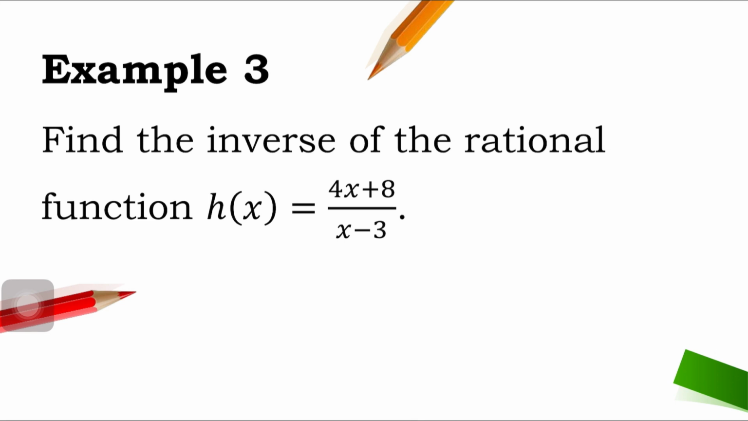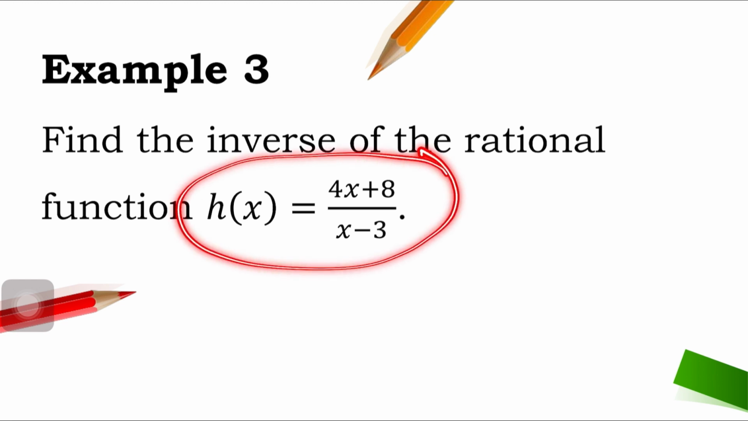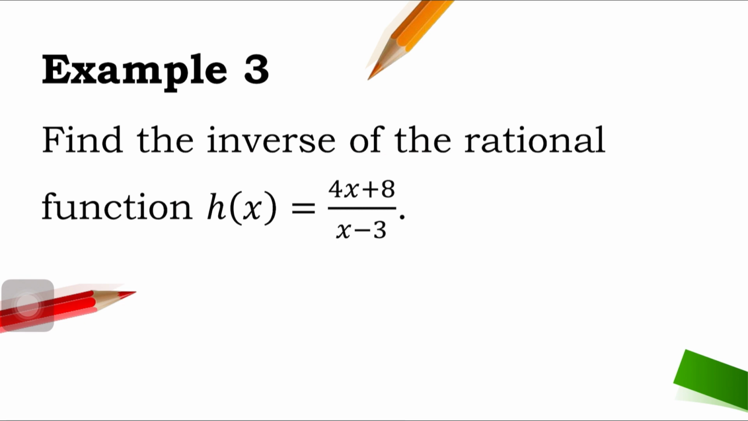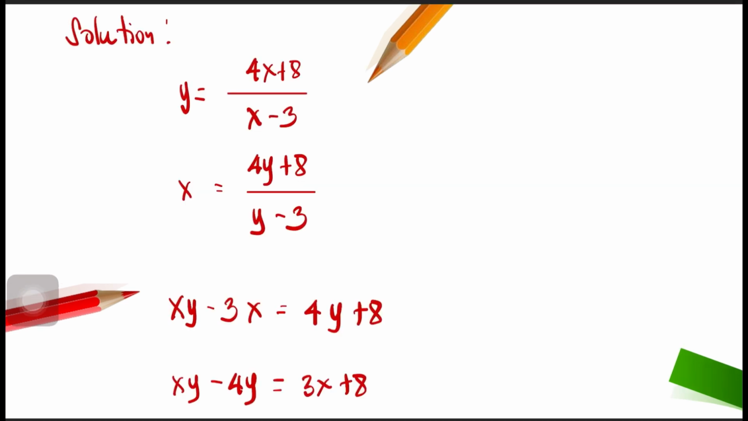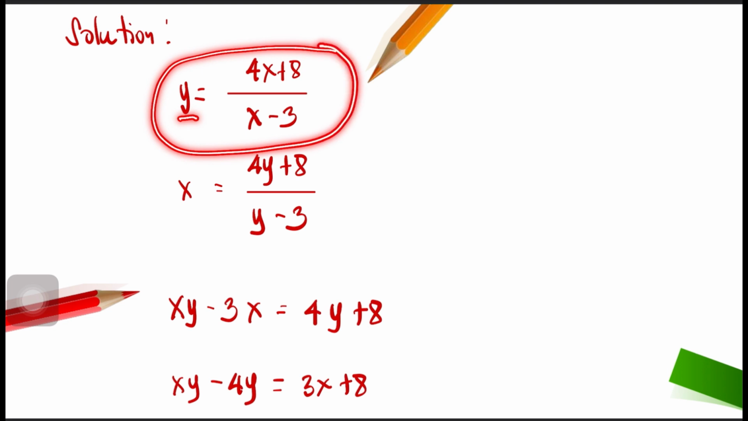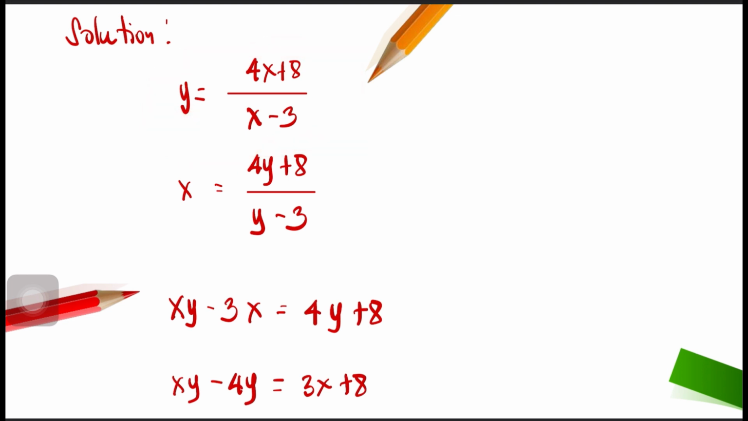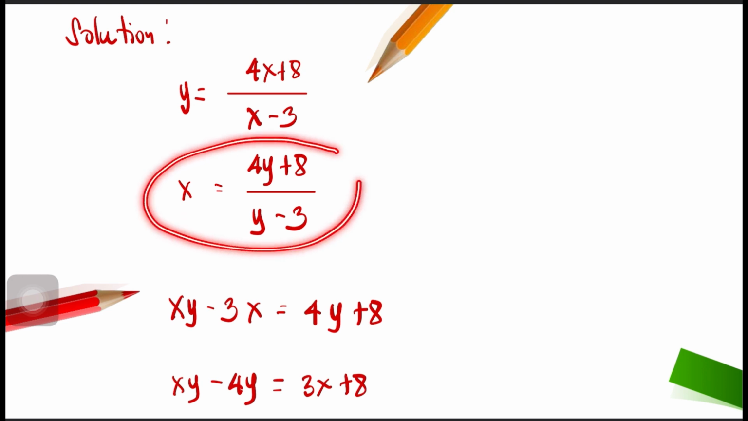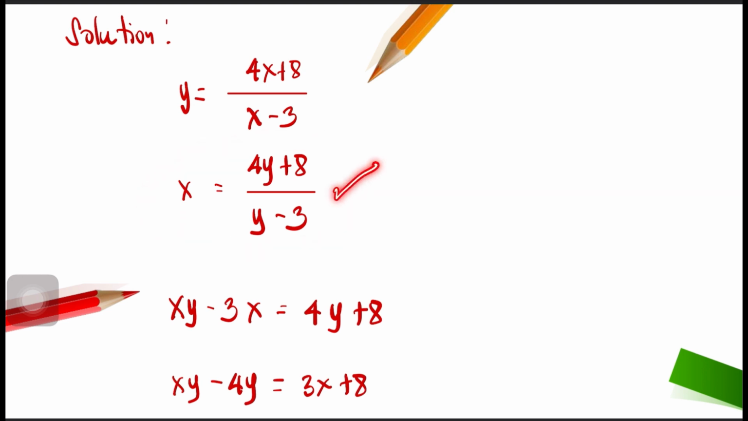Example number 3. Find the inverse of the rational function h of x is equal to 4x plus 8 all over x minus 3. Now, for our solution, first, let us change h of x to y. And that is now y is equal now to 4x plus 8 all over x minus 3. Next step, interchange x and y. So it becomes x now is equal to 4y plus 8 all over y minus 3. And then, solve for y.